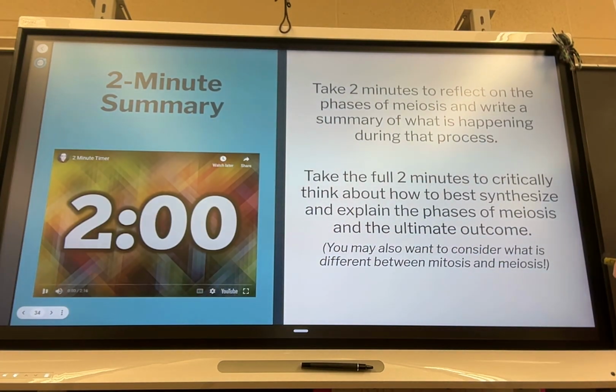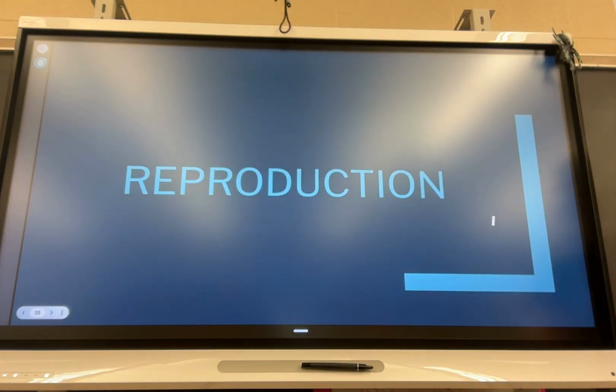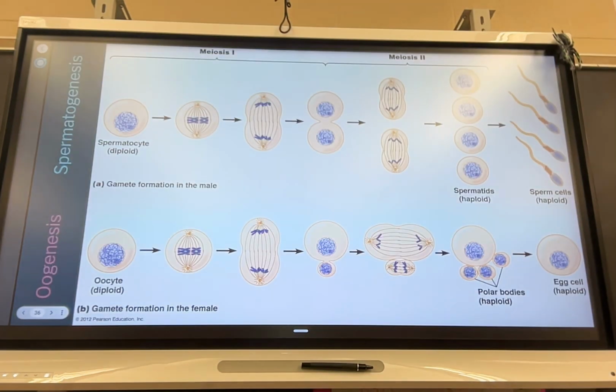I'm going to skip this for now just so we have time. All right, going to jump to this part. Oh boy. Oh, the very reproduction.